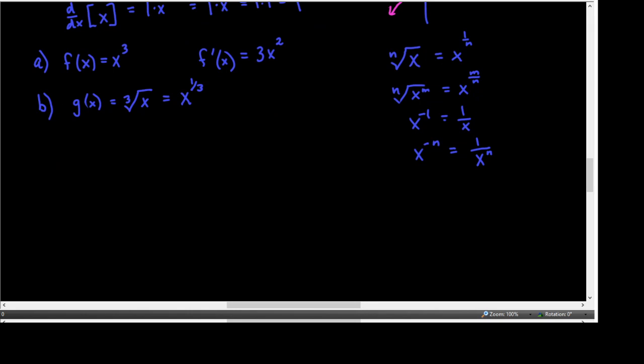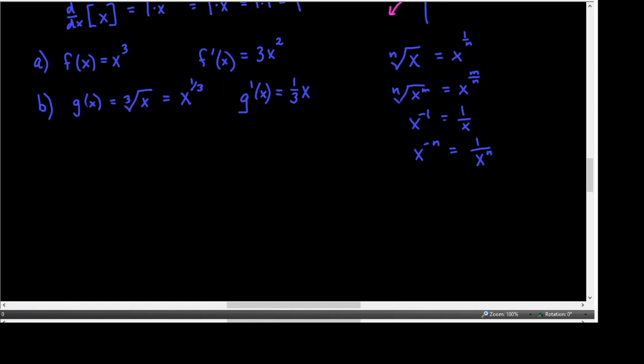Okay, so if that's what g of x is equal to, what is its derivative? Well, the power rule, as I said, applies to any real number n. So that number, 1/3, will come out in front. Then we'll multiply that by x to the power reduced by 1.